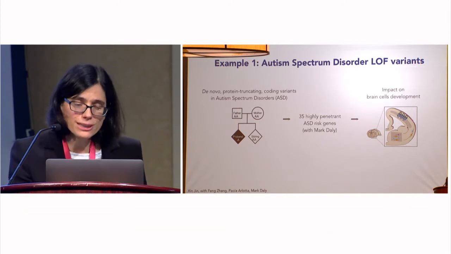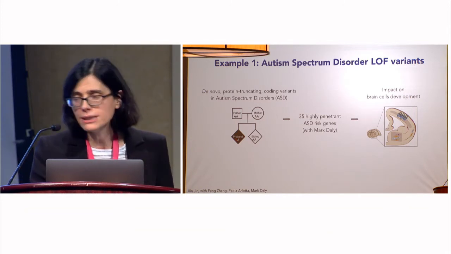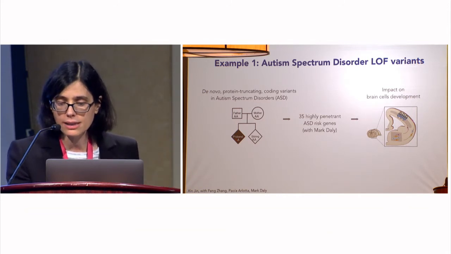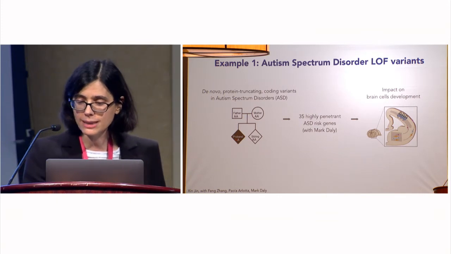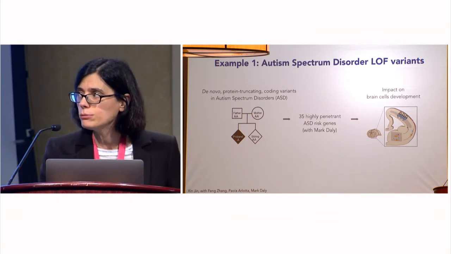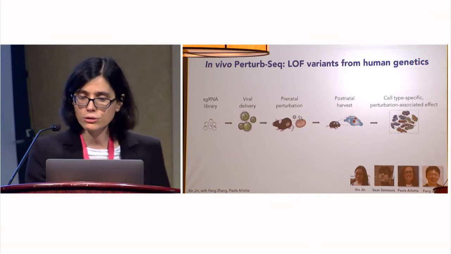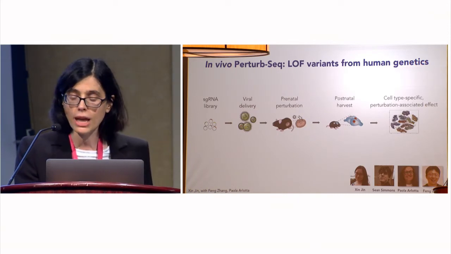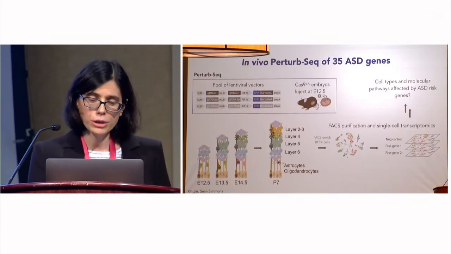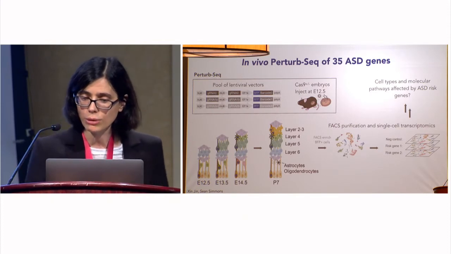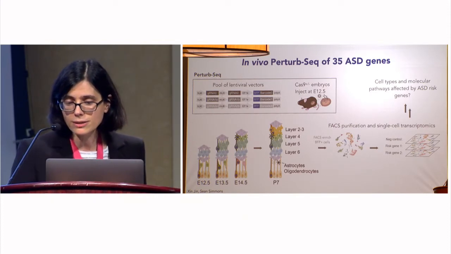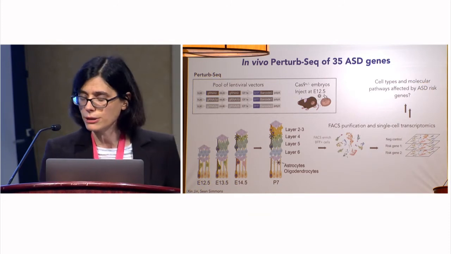The first one is to consider loss of function variants that affect complex phenotypes. In this case, de novo protein truncating variants implicated in ASD, which we expect would impact brain development. To make a long story short, we do it by infecting embryos in mice. We inject them with a pool of lentivirus at E12.5, wait until 7 days after they're born, and then assess the impact of each variant.